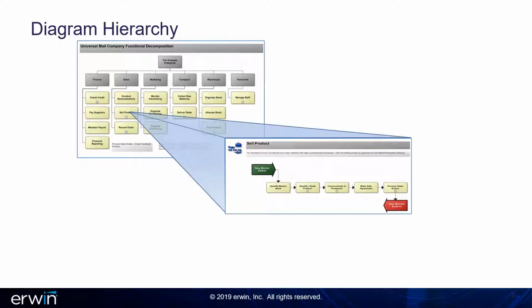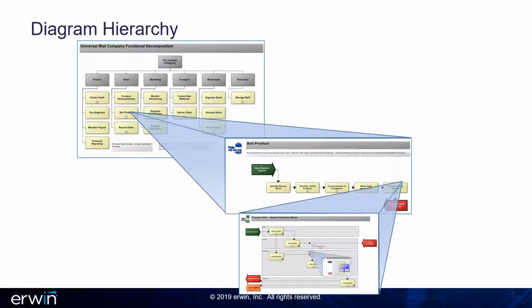So this is an example diagram hierarchy where we're starting with an actual process hierarchy at the top, and then we drill down into a process flow called cell product, and another process flow, and a third process flow. And of course, a hierarchy does not have to be all about process flows. That is just the example we had here.